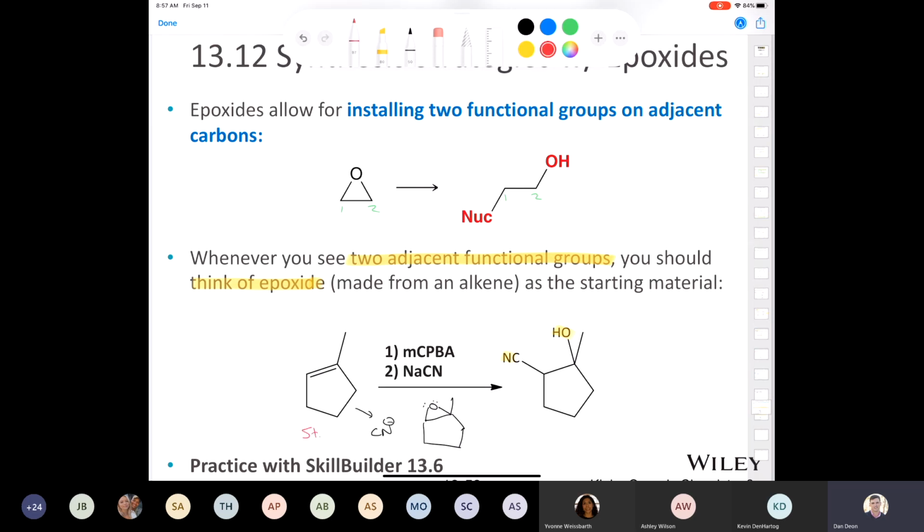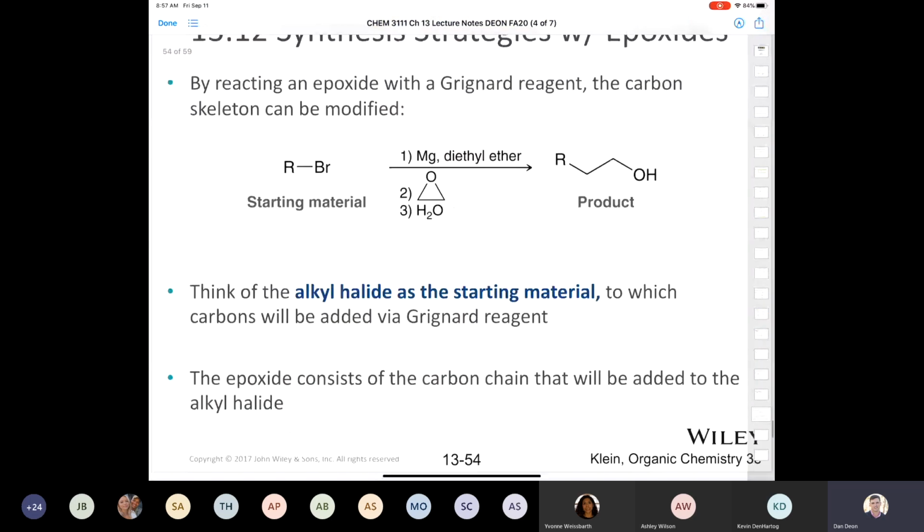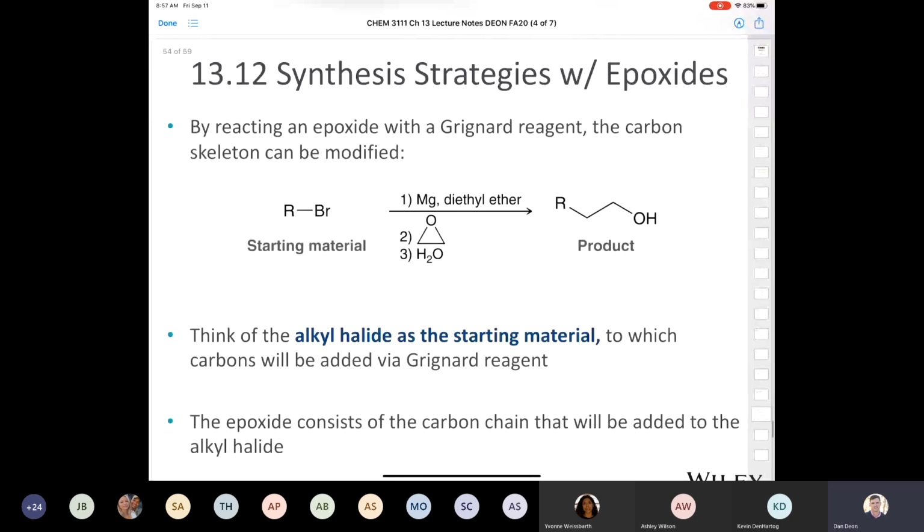Cyanide is a strong nucleophile, so it's going to attack the least hindered carbon like that. You're going to pop that open, and it's going to give you this compound. Okay, so nothing really mind-boggling. It's more a matter of getting used to looking at these pieces and understanding what's going on.